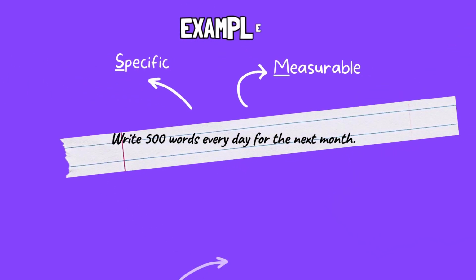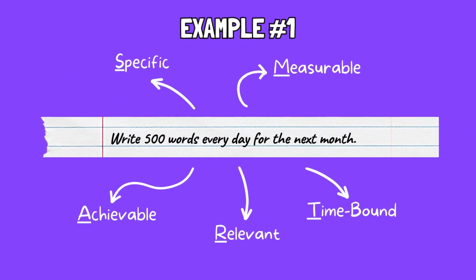Example 1. Write 500 words every day for the next month. This goal is specific, focusing on word count, measurable with a clear target of 500 words, achievable, thanks to its daily commitment, relevant since it contributes to overall writing progress, and time-bound as it's set for the next month.